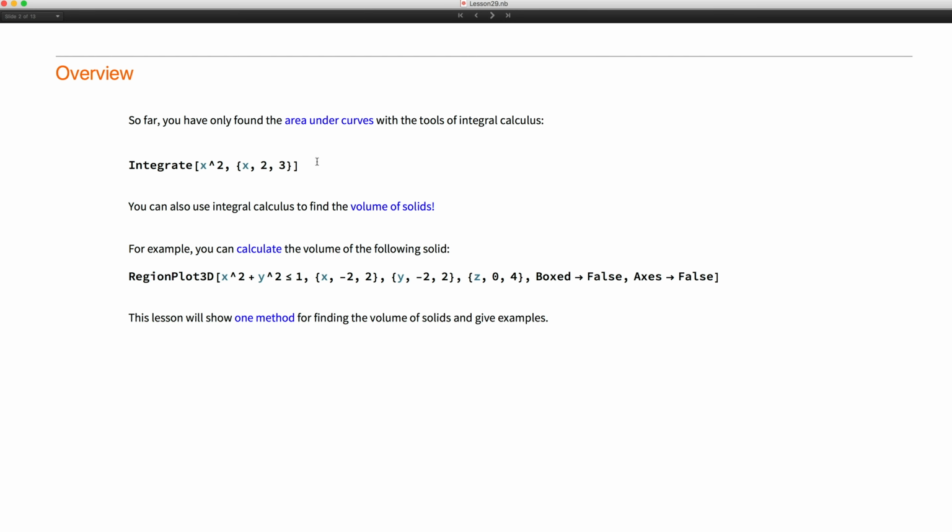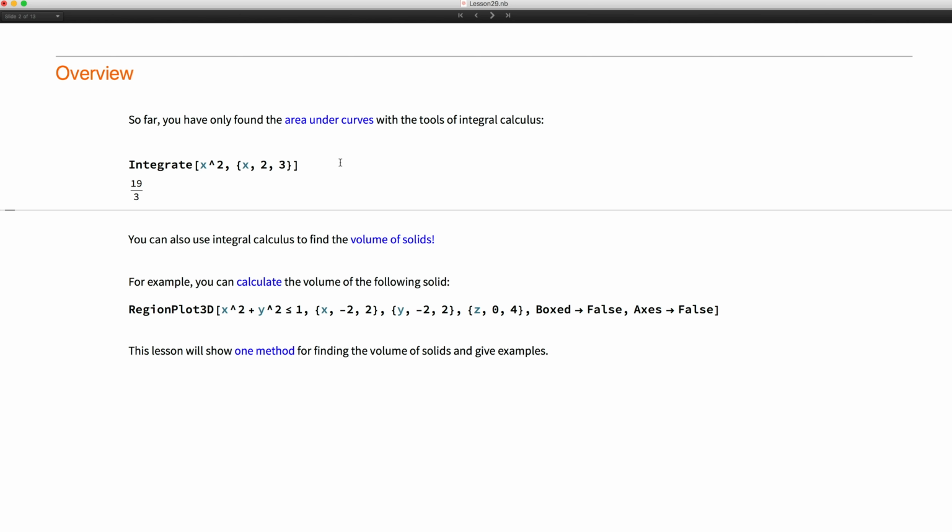Thus far we've been talking about the area under curves, and we've used integral calculus for doing that. So for example, if you work out this integral over here, then what you're really doing is working out the area under the curve y equal to x squared between 2 and 3. But the point is that you can also use integral calculus to find the volume of solids. And that would be a big advance if we could learn it.